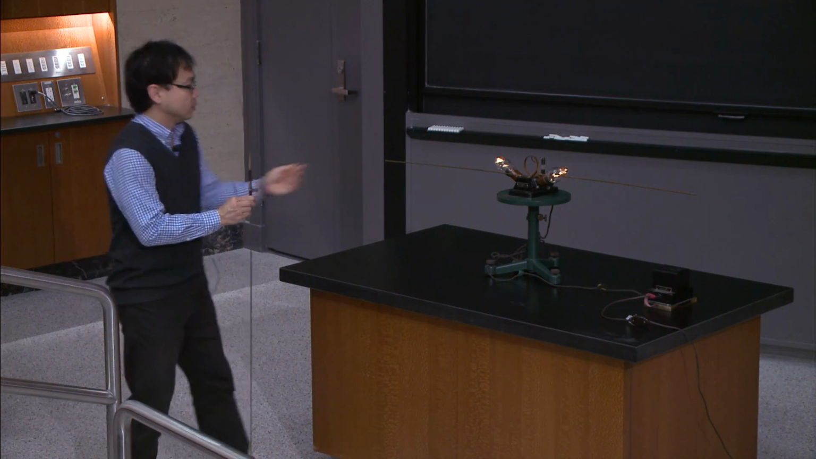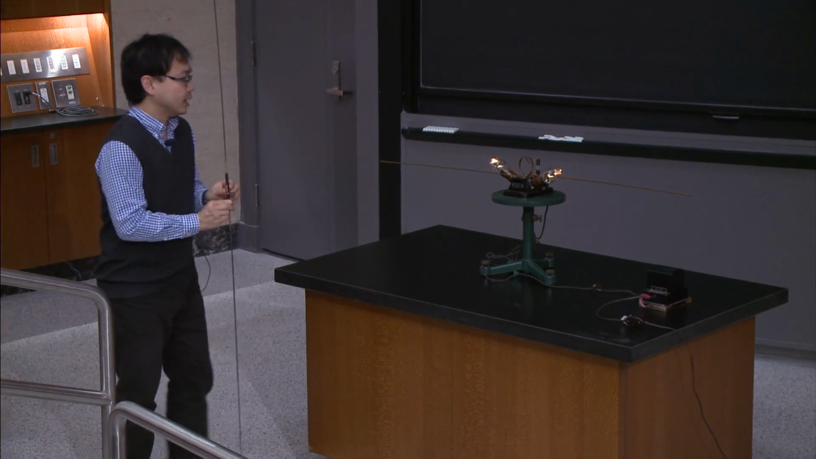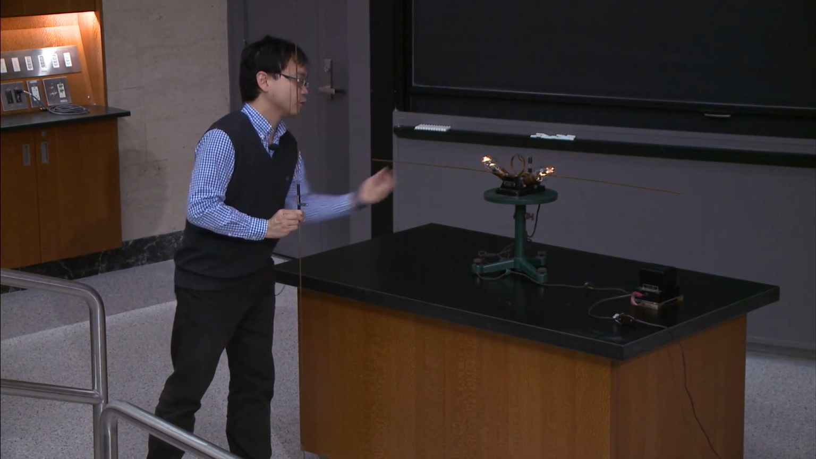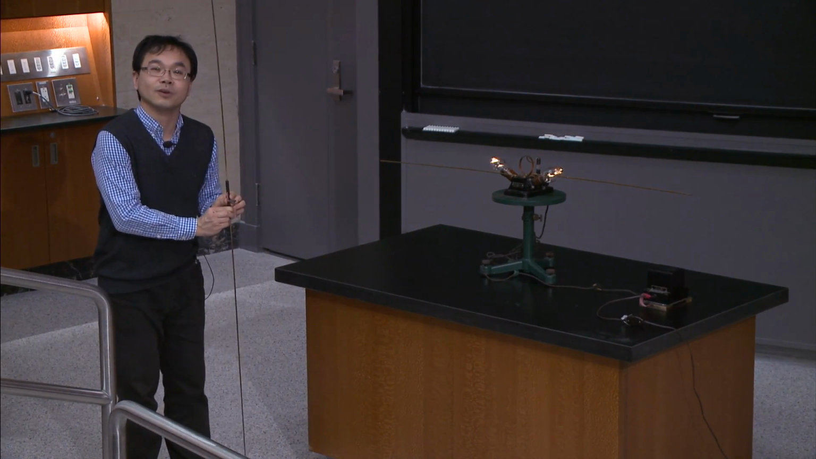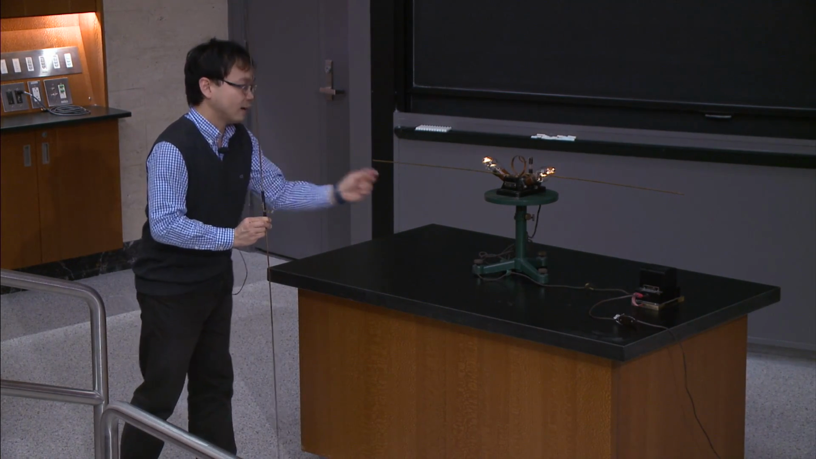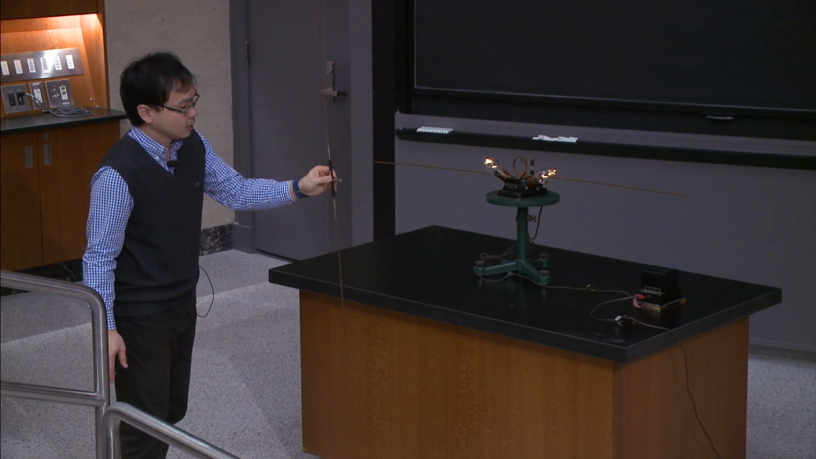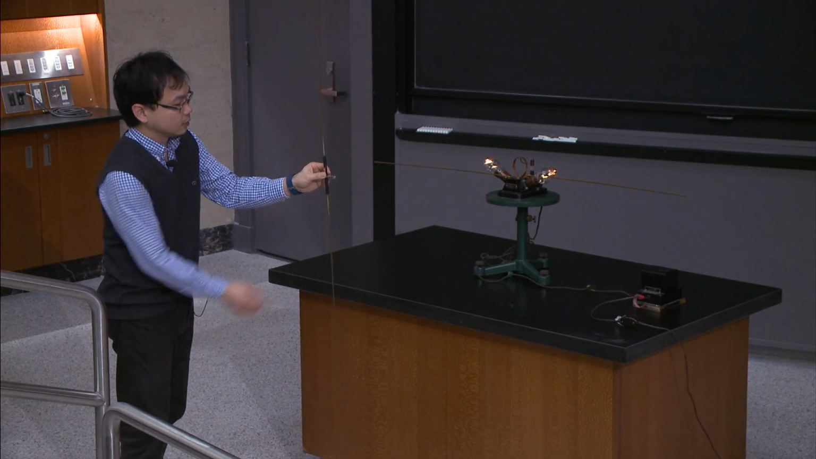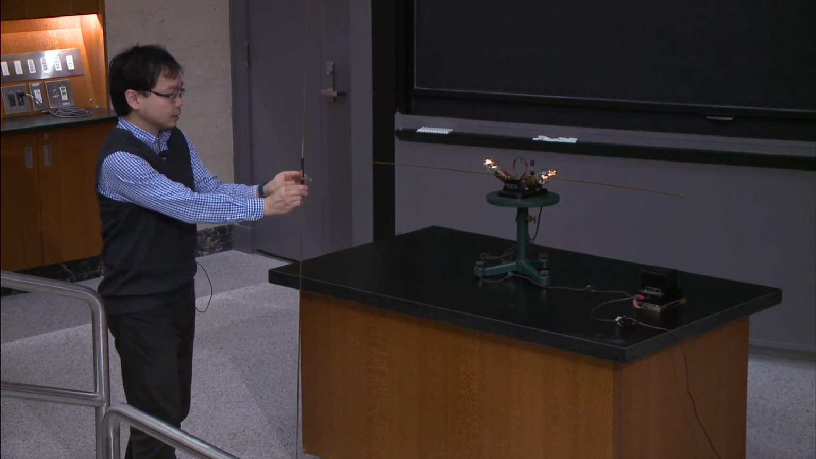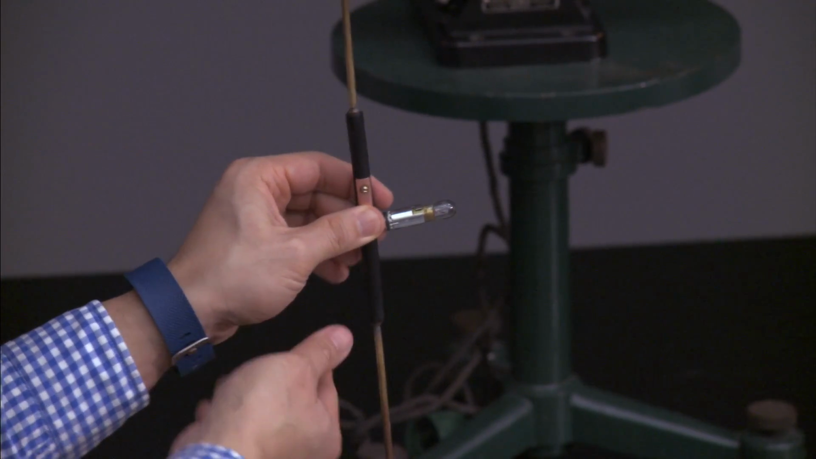Since the oscillation of the charge will generate electromagnetic wave, and the direction of the oscillation is in the horizontal direction, the electric field of the electromagnetic wave is going to be in the horizontal direction. This can be verified by using the detector here. When the direction of the antenna is perpendicular to the direction of the oscillation, you basically don't see any light emitted from the light bulb.